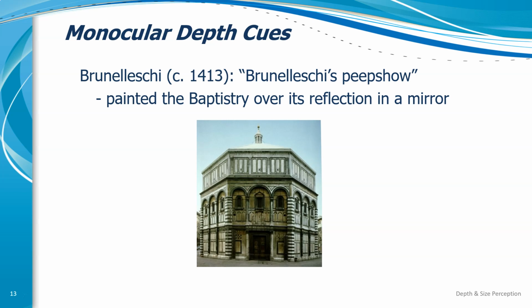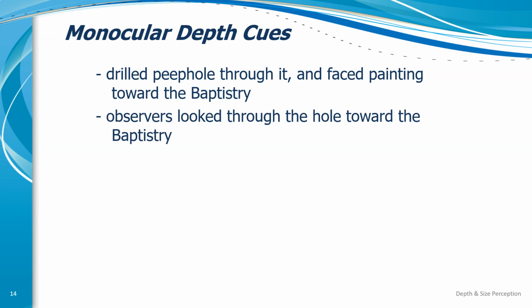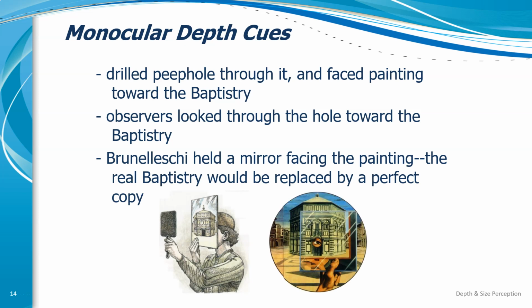Now, this is only step 1. Step 2 is to take his painting and then drill a hole through it. Okay, and then face the painting toward the baptistry. Are you keeping track of this? And then what you do is you look through the hole toward the baptistry. Okay, so what you see is the baptistry looking through this peephole. And the last step involves another mirror. Okay, so here's the observer, and this person is facing the baptistry. Okay, they're holding the painting, and then they hold up another mirror facing towards them. I know this is complicated. This is what the person would see, okay?